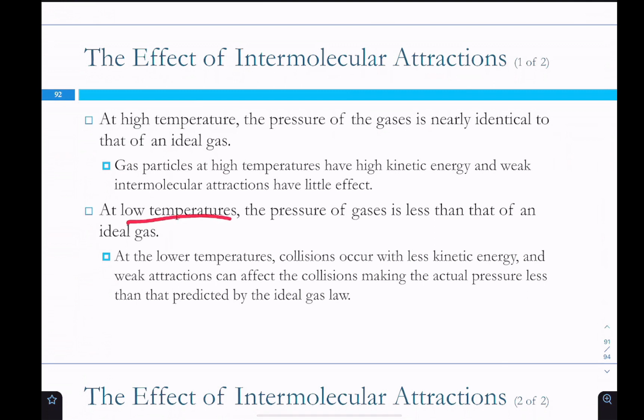But at low pressures or low temperatures, the pressure of the gas is less than that of an ideal gas, because at lower temperatures, the collisions occur with less kinetic energy, and the weak attractions can affect the collisions, making the actual pressure less than that predicted by the ideal gas law, because you get more collisions between the particles themselves, getting pulled into each other, having a hard time getting away from each other.